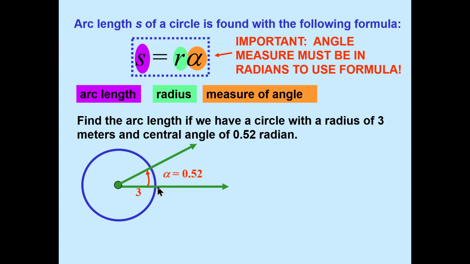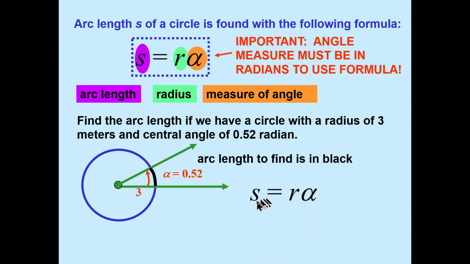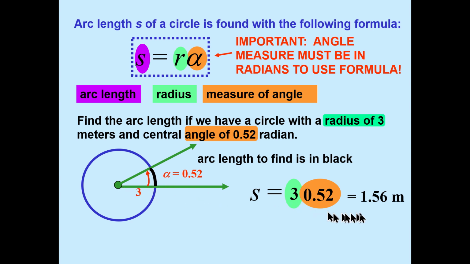So watch here. The angle of 5.2 radians, watch right here. That's the arc length we have to find, in black. And that's the measure of the angle there in radians. So we plug in for a radius, and the angle is in radians already. And we multiply out. So the length of the arc here is 1.56 meters.